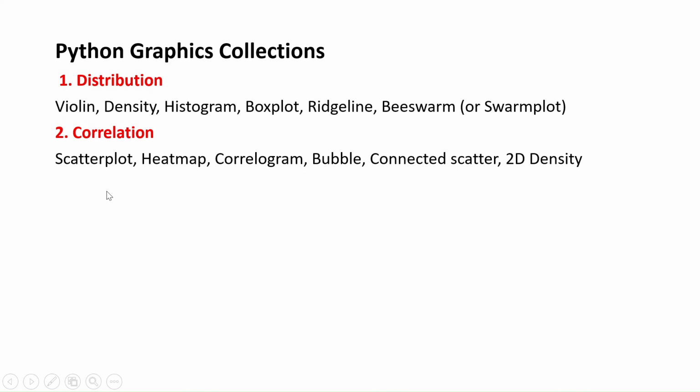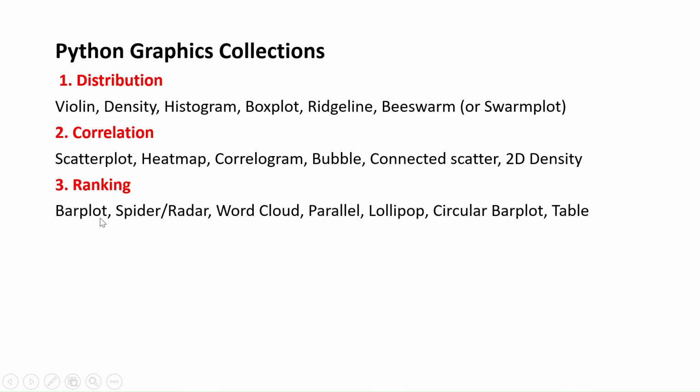Then we have number 3, ranking. When it comes to ranking, we use the bar plot, or some people call it the bar chart, the spider plot or radar plot, the word cloud, the parallel plot, the lollipop, the circular bar plot, and then we have the tables. These ones are used for visualizing ranking.